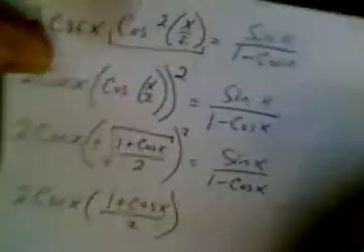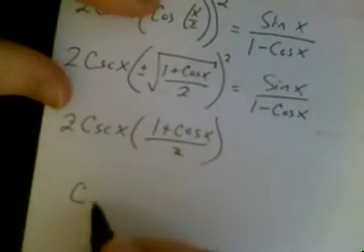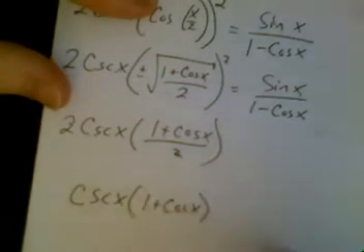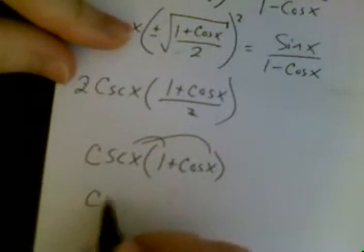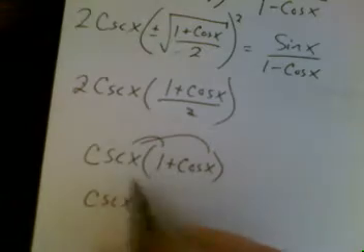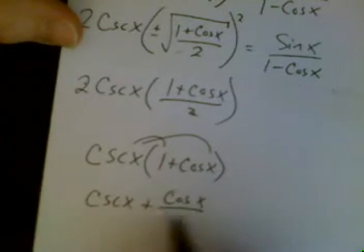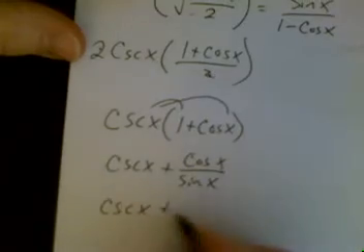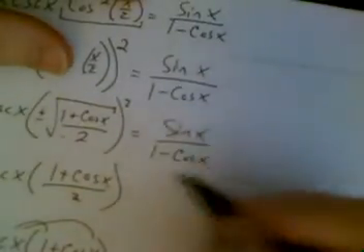Now I'm going to start simplifying this. This is 2, and this is division by 2. They cancel each other out. I'm left with the cosecant of x times 1 plus the cosine of x. I'm going to distribute this through. That gives me the cosecant of x plus... cosecant is really what? Cosecant is 1 over sine. So this is cosine of x over sine of x, which is cotangent of x. So we're supposed to prove that this is equal to this.